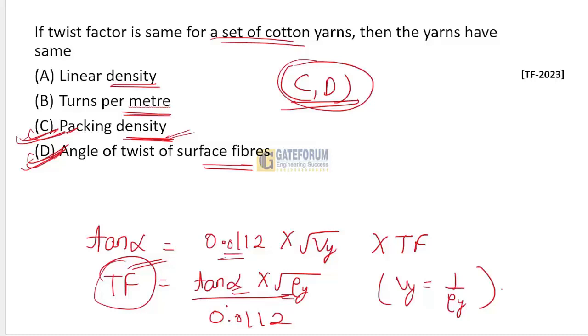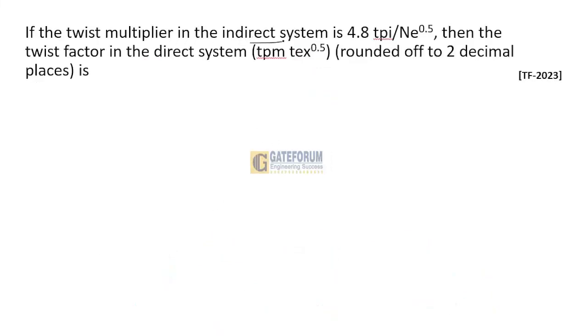So this is a multiple type of question that is asked in GATE 2023 textile. Now what happens is in this particular year, the multiple choice questions increase. That increases the difficulty level of the GATE examination. So this paper was considered a very typical paper as compared to other GATE questions. It says that if the twist multiplier in the indirect system is 4.8 TPI per NE, then the twist factor in the direct system TPM root text rounded off to 2 decimal place is.